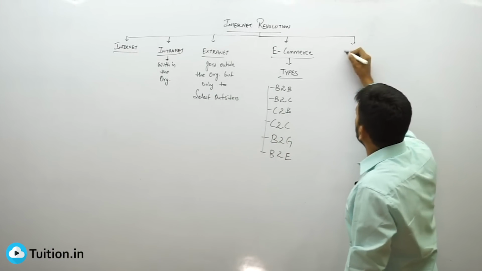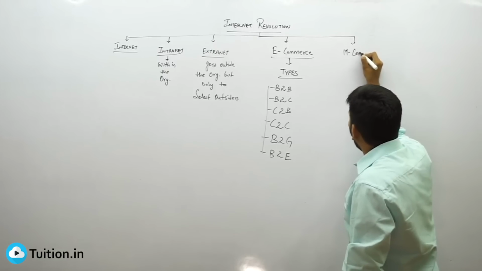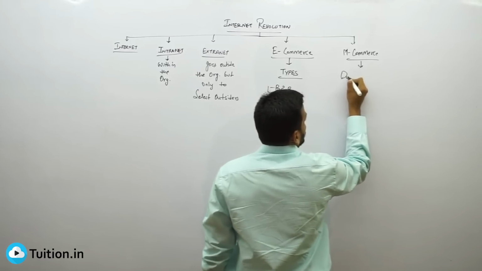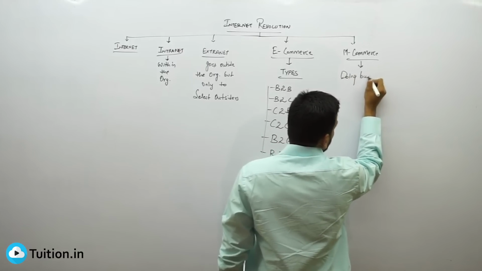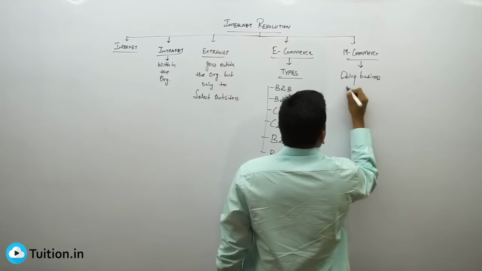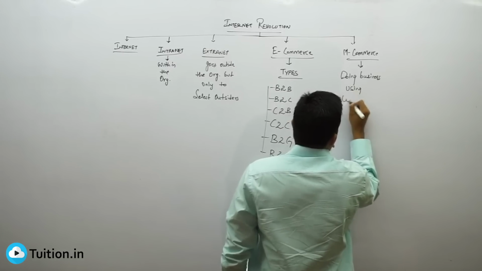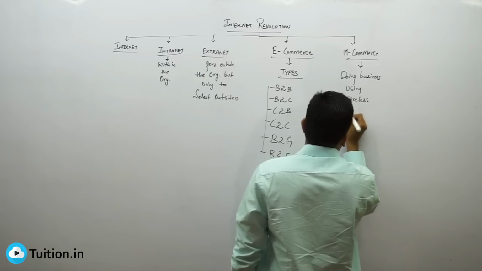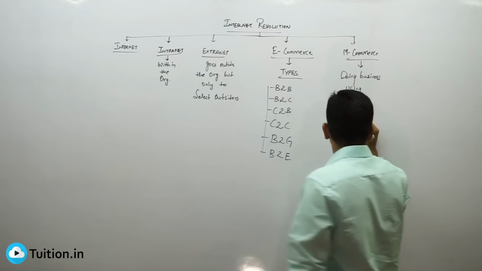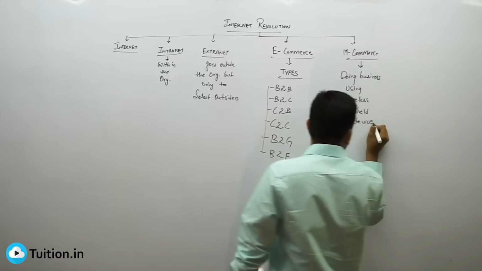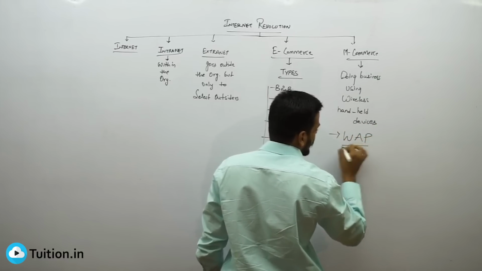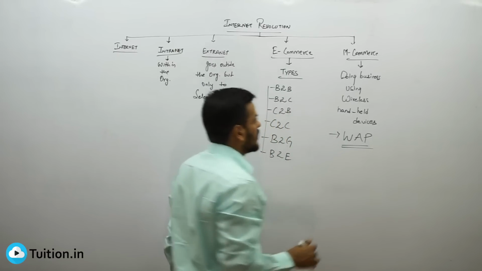And the last topic that you will be seeing in this chapter is about m-commerce, which is doing business using wireless handheld devices, using something called wireless access protocol, wireless application protocol, WAP, right?